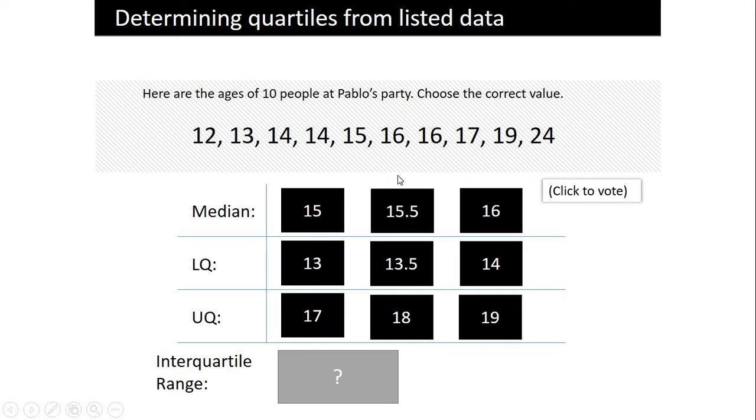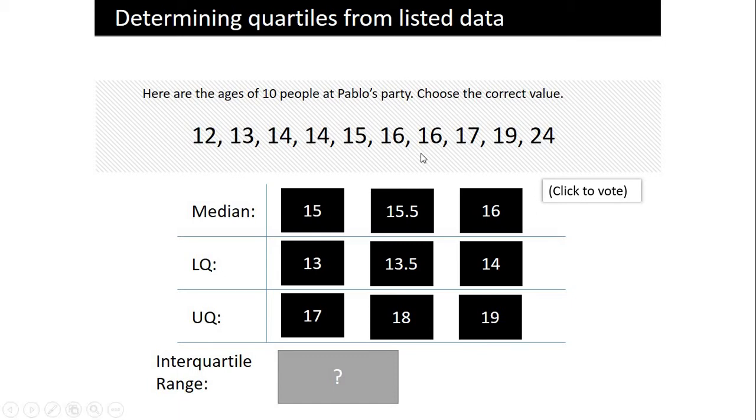Determining quartiles then from listed data. Here we have the ages of 10 people at Pablo's party. It asks you to choose the correct value for each of the median, the lower quartile and the upper quartile. If you want to have a go at this before, then pause the video. Now we'll go through it.